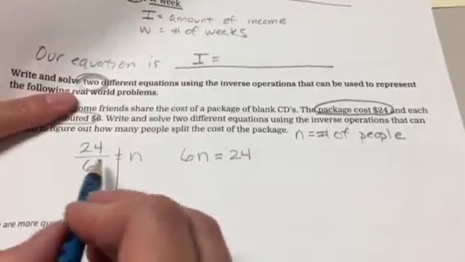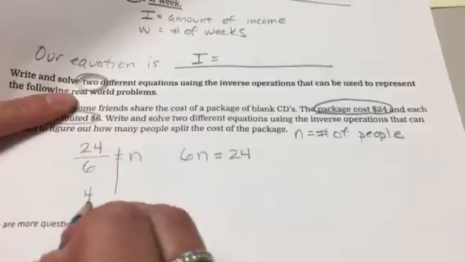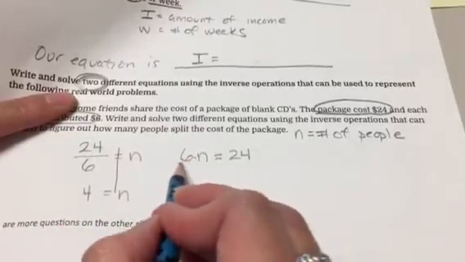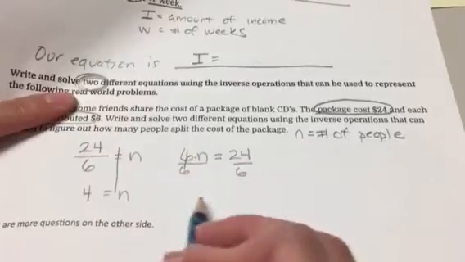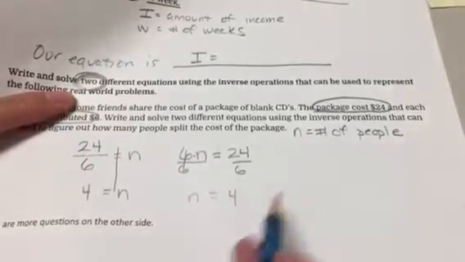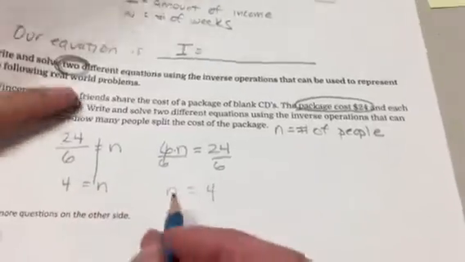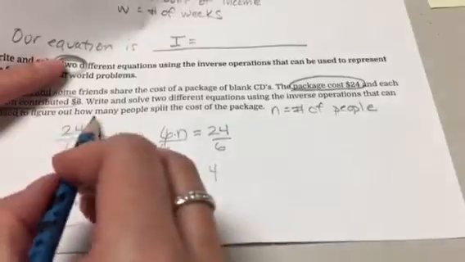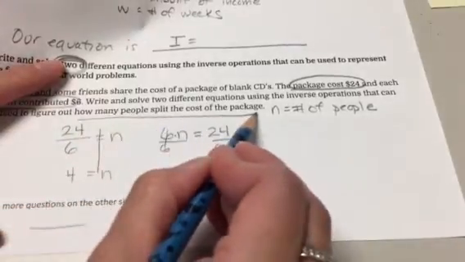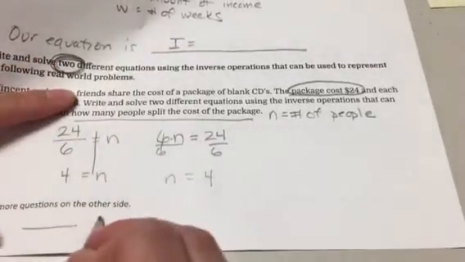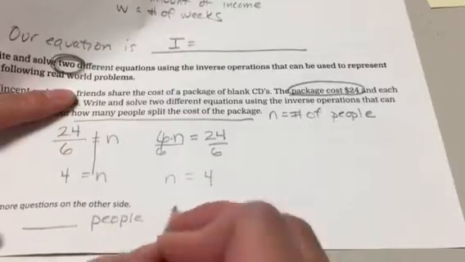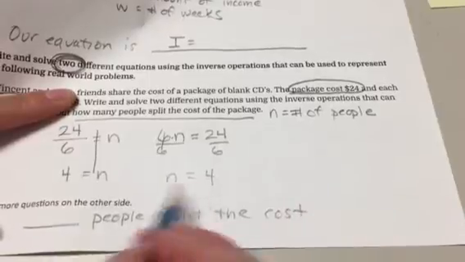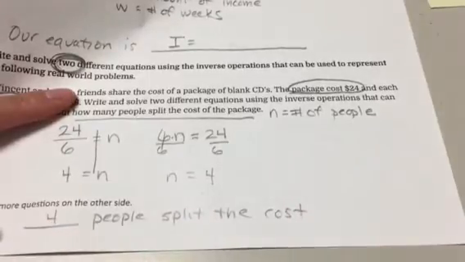So if I solve, 24 divided by 6 is 4. And if I solve this one, the opposite of times 6 is to divide both sides by 6. We also get 4. Okay, so our answer statement is going to look like this. We want to find out how many people split the cost. Well, blank people split the cost. And we figured that out to be 4 people.